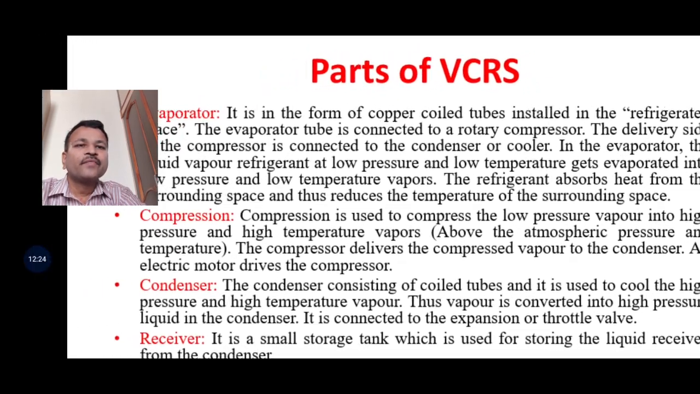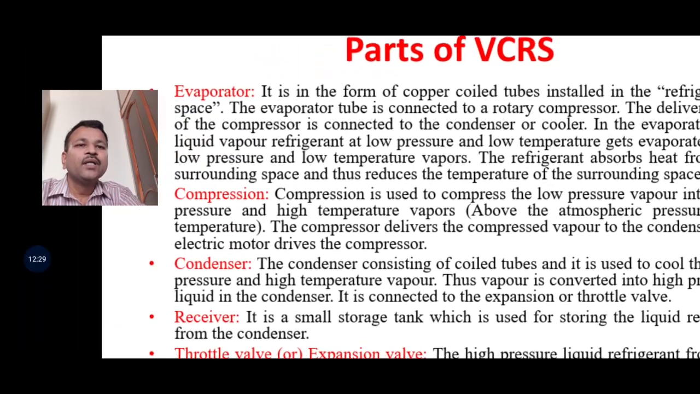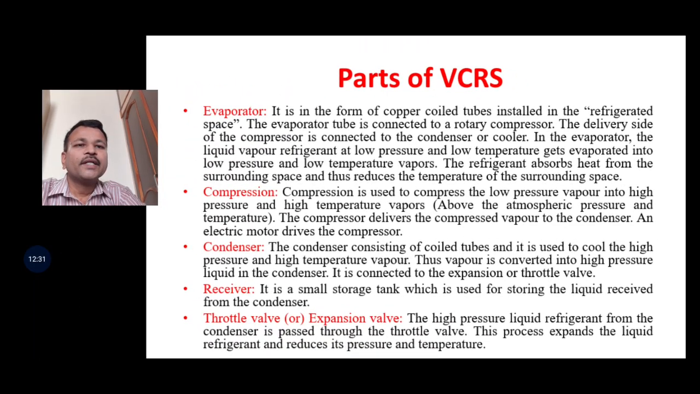In the evaporator, the liquid refrigerant at low pressure and low temperature gets evaporated into low pressure and low temperature vapors. The refrigerant absorbs heat from the surrounding space and thus reduces the temperature of the surrounding space. This is about the evaporator. The compressor has to compress the low pressure vapor into high pressure vapor, and the low temperature into high temperature vapors, above the atmospheric pressure and temperature. The compressor delivers the compressed vapor to the condenser. An electric motor is used to drive this.